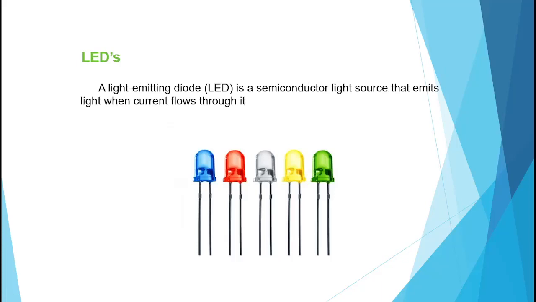LED is a light emitting diode, a semiconductor light source that emits light when current flows through it. An LED has two terminals, one positive and one negative. When we connect the positive terminal of the LED to the positive terminal of the supply voltage, the LED will be on. Whenever we connect the positive terminal of the LED to the negative terminal of the supply voltage, the LED is going to be off.